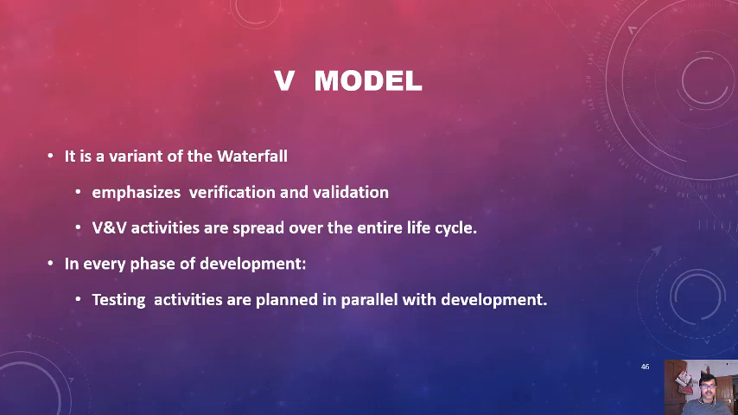The next type of model is the V model. We have learned the waterfall model and all its difficulties. To remove the difficulties, we added feedback paths in the waterfall model, and the model became the iterative waterfall model. Now we will learn the next model, called the V model.